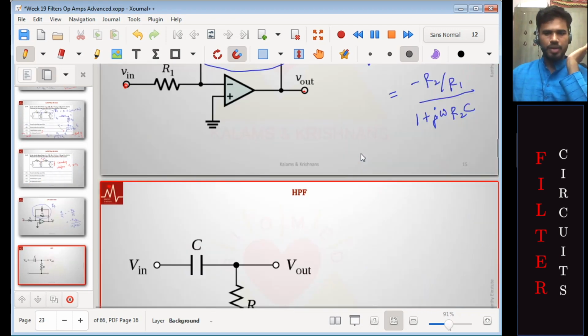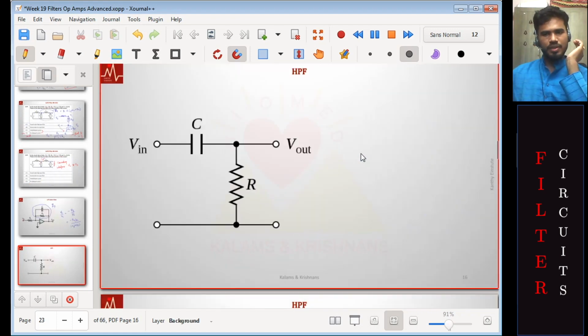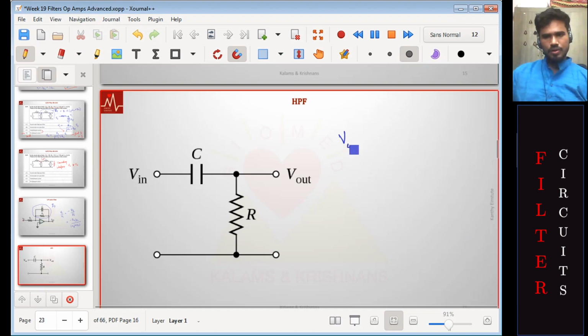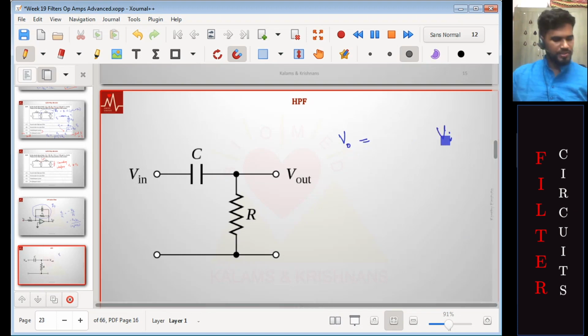Fine. Let's go to high pass filter. First step, let's get started with again a simple RC circuit without op amps. It's easy to see that here. Notice V naught is V in divided between this R and C.